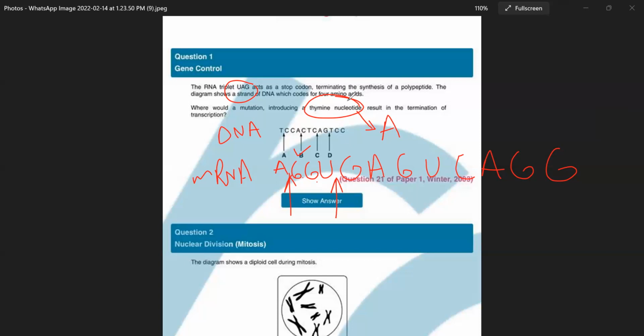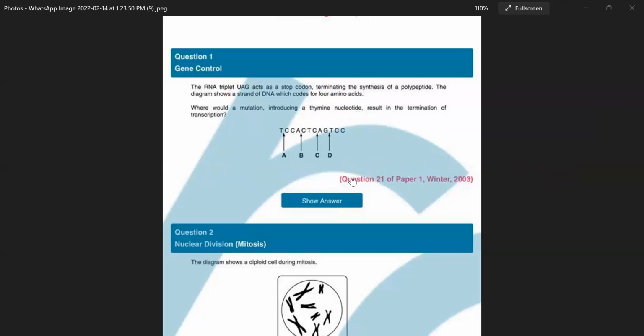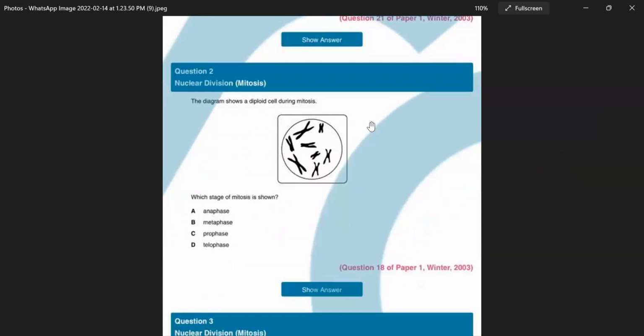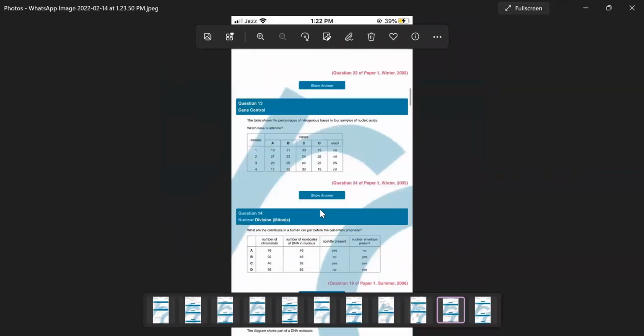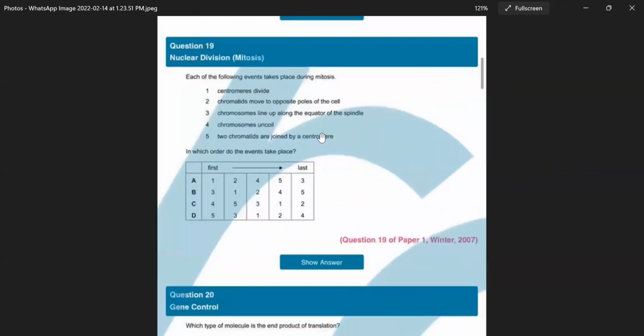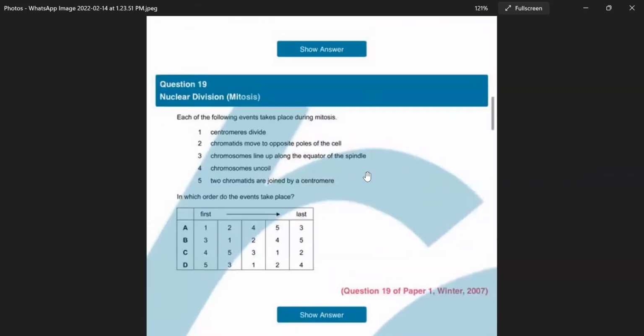The diagram shows a diploid cell during mitosis. Which stage of mitosis can be seen? Which phase, guys? Prophase, right? Prophase. Absolutely, perfect. So we have done this one already, and we need to do these two. Then we'd be done with the 20 questions for today.